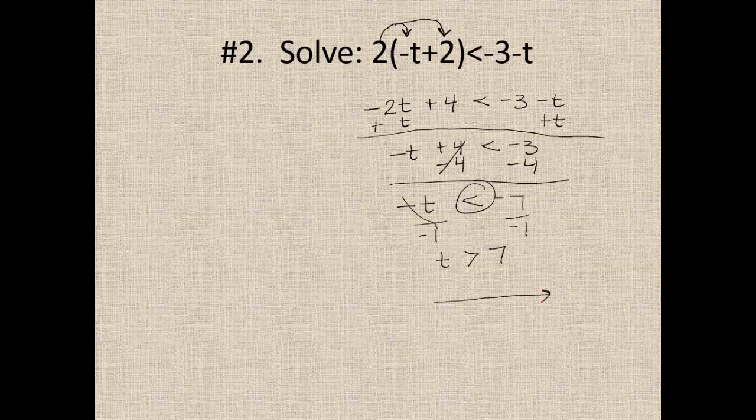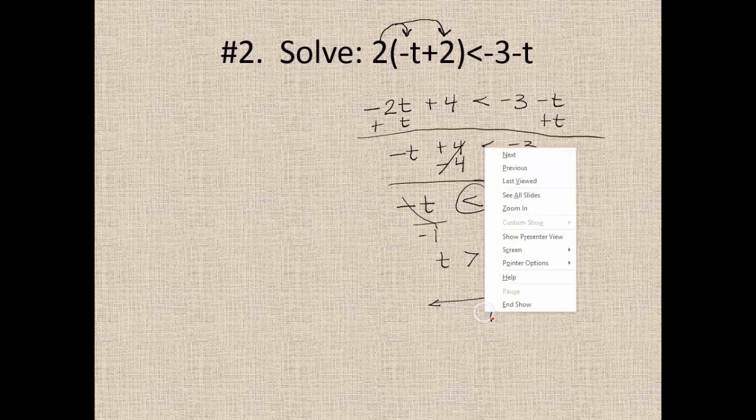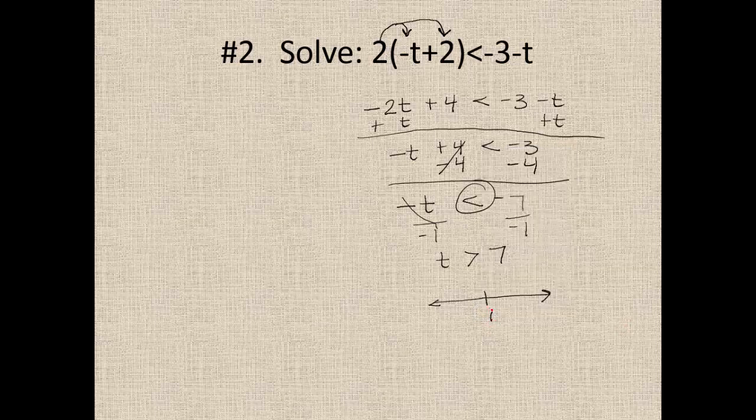You should also know how to graph it. So we would put 7 on our number line right there. Since t is greater than 7, it doesn't include 7, so I'm going to draw a circle and shade in the greater direction. That means everything over here is a solution for t. Anything greater than 7.